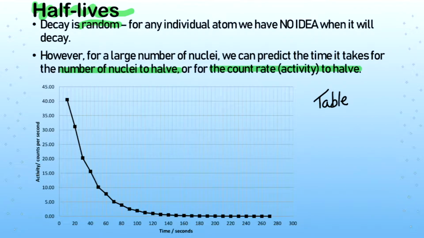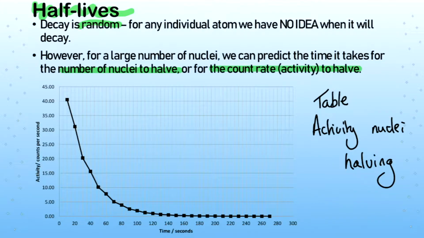And what we need to look for is either the activity or the number of nuclei halving. So any period of time it takes for them to halve. So we could start here at 40 and we could see how long it takes for them to go down to 20. So here if we track it down, we're intersecting down here at 10 and at 30. So how long has it taken? It's taken 20 seconds for it to halve.